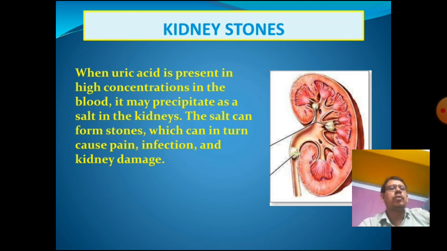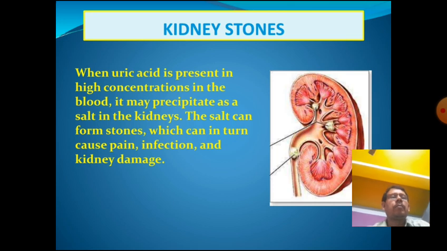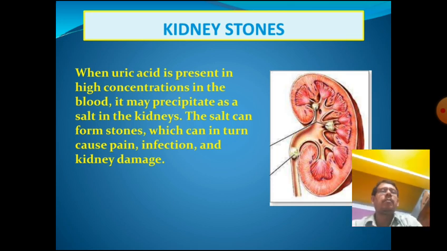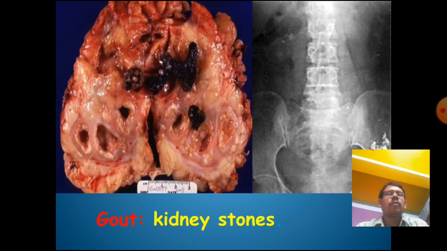Kidney stones can be prevented by avoiding a high-protein, high-purine diet and by increasing water intake. If the stone is formed and cannot be excreted through urine, then it will need surgery. Lithotripsy is one of the procedures by which a kidney stone can be removed. The kidney stone, that is the structure.